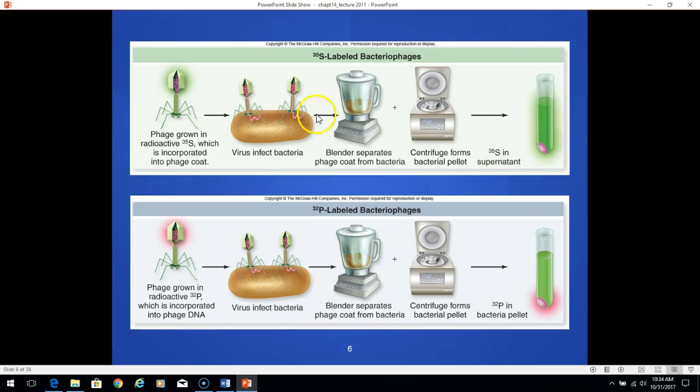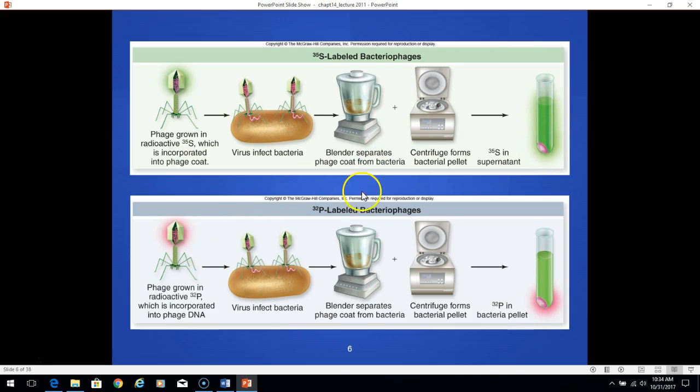So here, when they followed the protein, the protein coat was all found in the supernatant. The supernatant was radioactive where the pellet was not. This suggests, as we already know, the protein coat for the bacteriophage was not being injected into the bacterium, and the key data is right here where the supernatant ends up being radioactive and not the pellet.